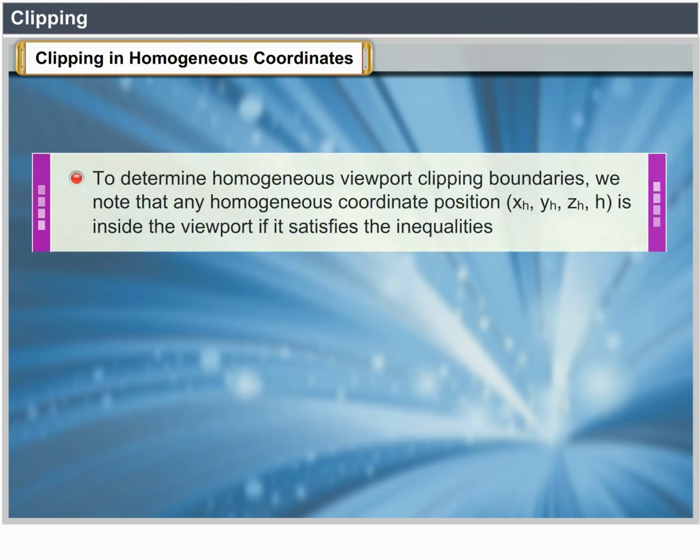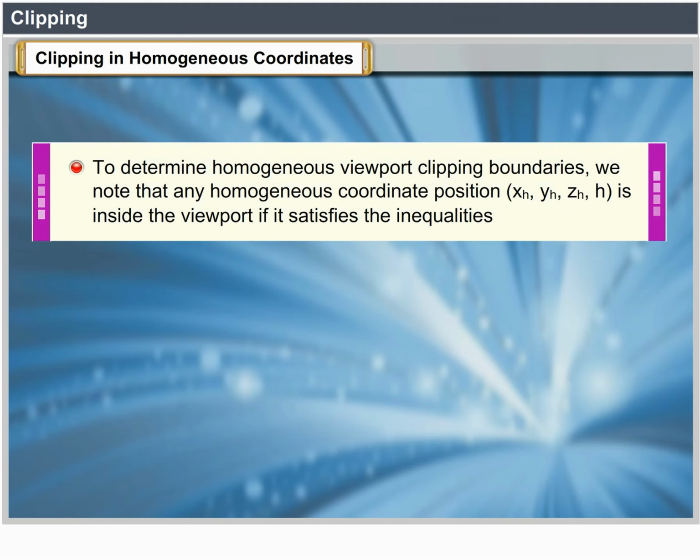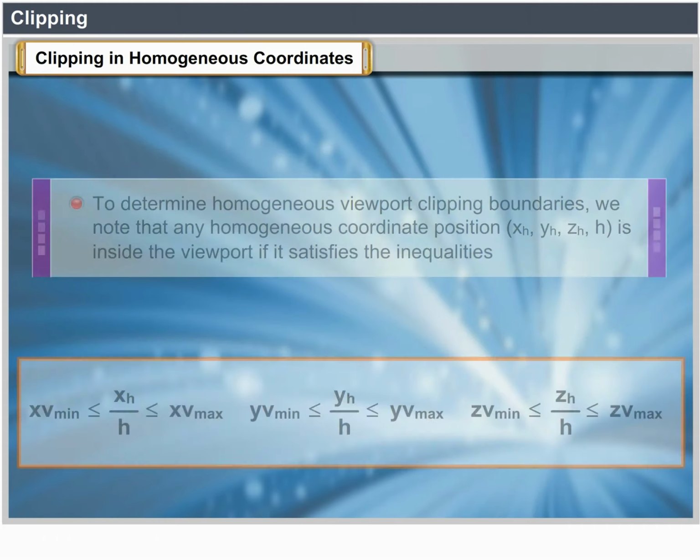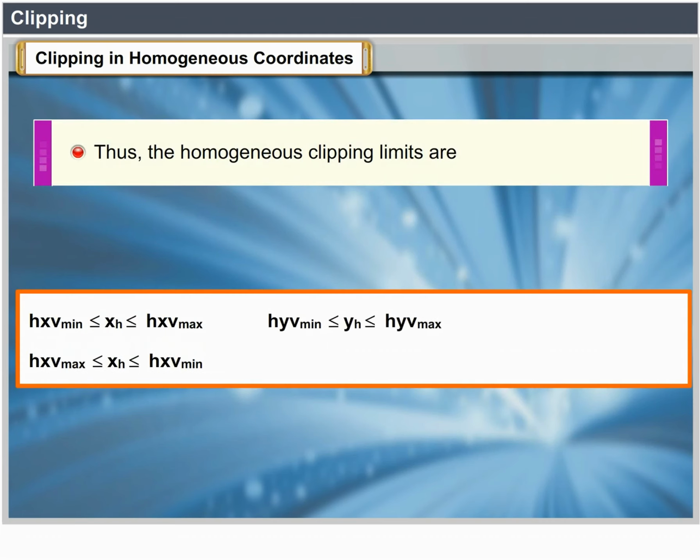To determine homogeneous viewport clipping boundaries, we note that any homogeneous coordinate position xh, yh, zh, and h is inside the viewport if it satisfies the inequalities xh over h lies between xv min and xv max, yh over h lies between yv min and yv max, and zh over h lies between zv min and zv max. Thus the homogeneous clipping limits are as shown below.